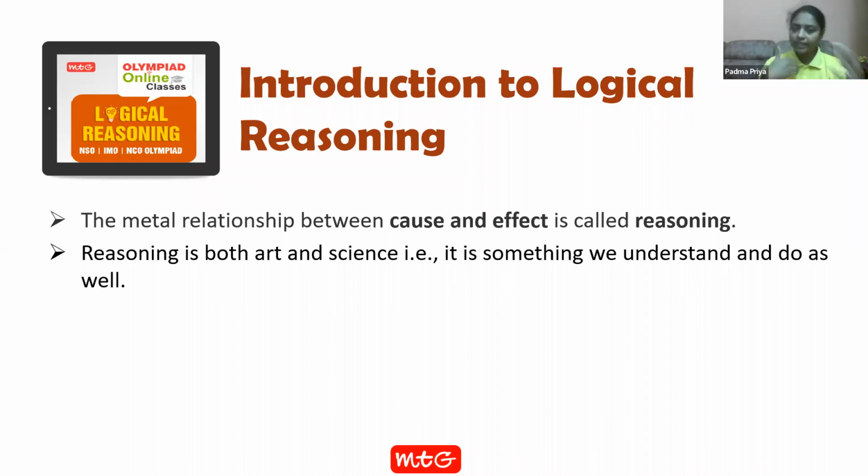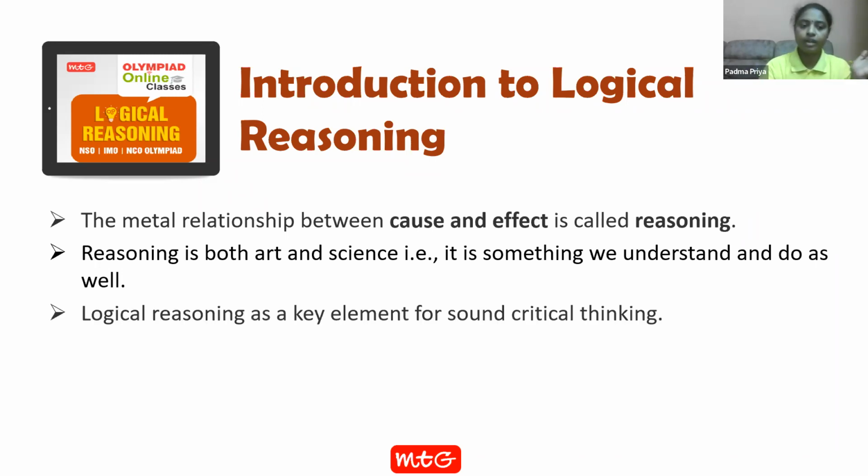So you do things by basic logic. And that logic, how are you getting it? One, by observation, or by listening to your elders, or by experiences. This is all about reasoning. Logical reasoning is a key element for sound critical thinking. What is critical thinking? Logics are fine. For every logic, there is a reasoning. That is also clear. Now, this logical reasoning is a key for critical thinking.